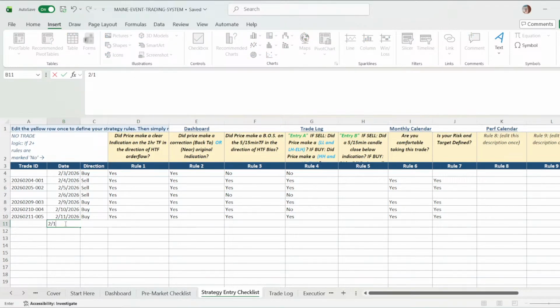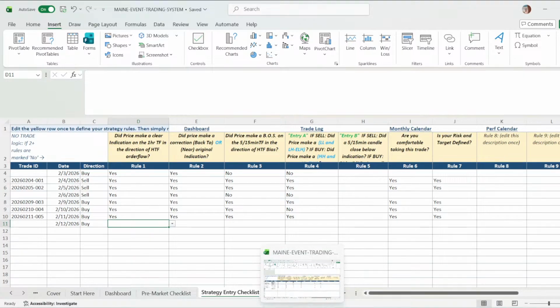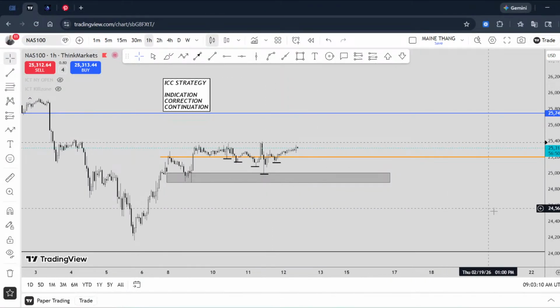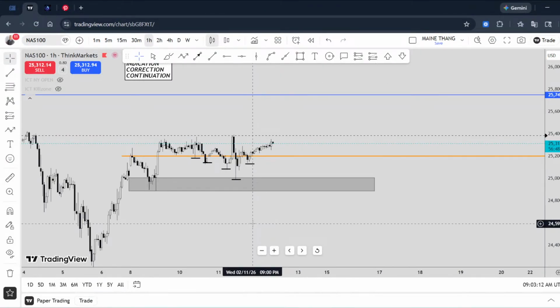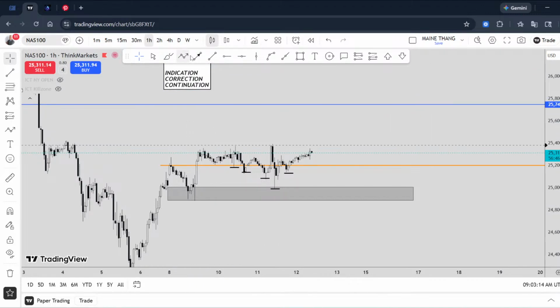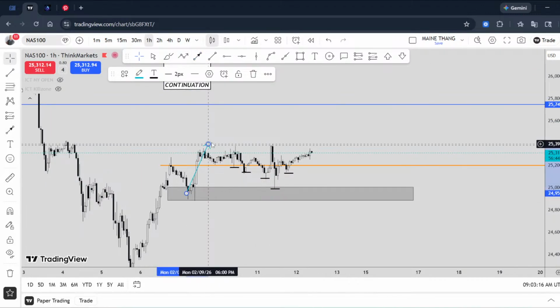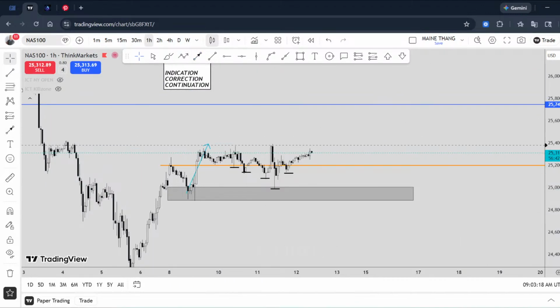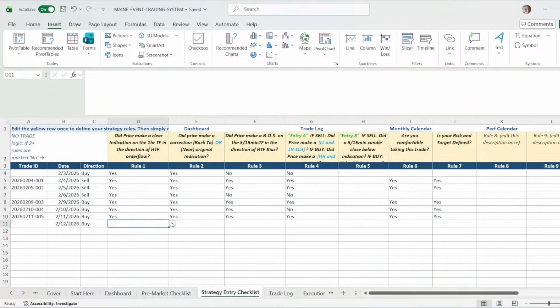Type in today's date. We are looking for buys. Rule number 1. Go through it. Did price make a clear indication on the 1 hour time frame in the direction of the higher time frame order flow? Yes, so the 4 hour and the 1 hour are aligning. Price made its indication here. Let's go here, mark yes.